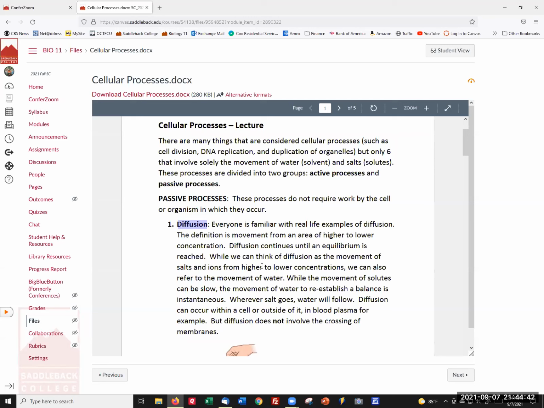We can think of diffusion as the movement of salts from higher to lower concentrations as well. Salts, any sort of a solvent or solid. The universal solvent is water. So let's use water as an example. Think of a fish tank, rectangular, big old-fashioned fish tank, that's filled with water. That's our solvent.